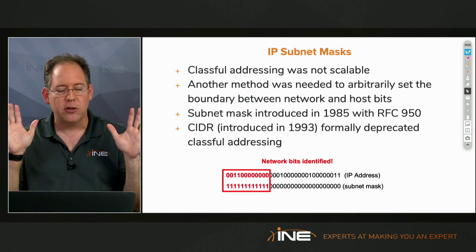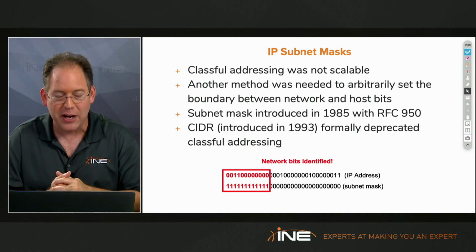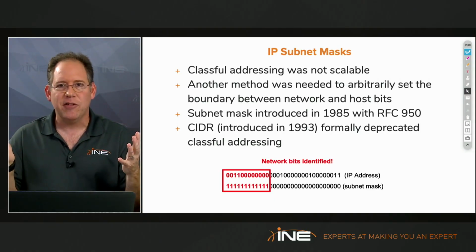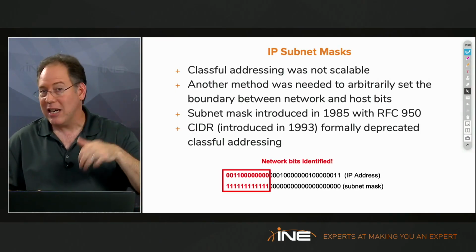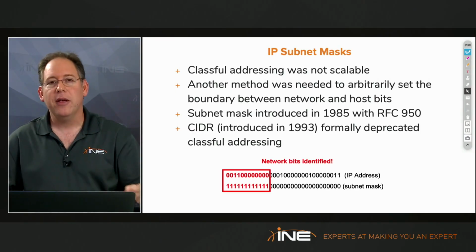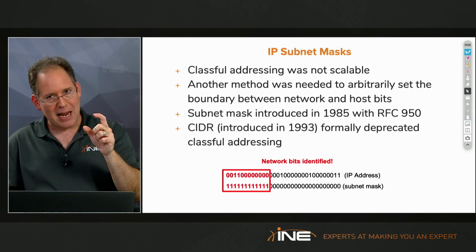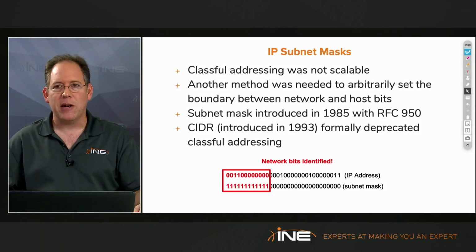So this is classless interdomain routing. We're no longer looking at the class of an address. Class is irrelevant now. Now every IP address has to come bundled with a subnet mask. And the subnet mask tells you where those networking bits end and where the host bits begin.